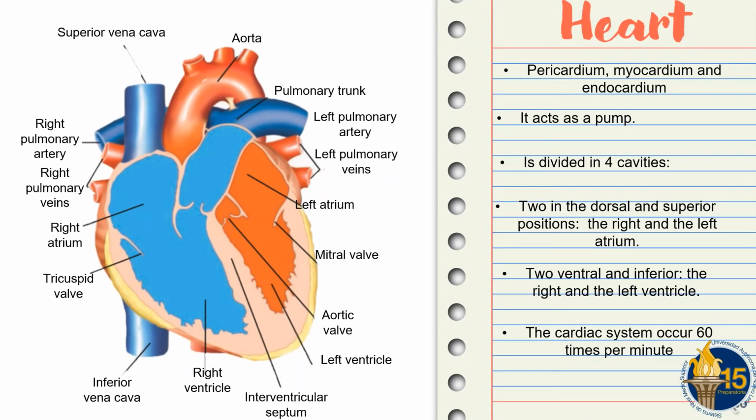To start with the structure, we are going to talk about the heart first. The heart is a hollow muscular organ. It's inside the thorax. The space it occupies is called the middle mediastinum. It consists of 3 layers: pericardium, myocardium, and endocardium. Its function is to act like a pump that attracts and expels blood to all body tissues through the blood vessels. It is divided in 4 cavities, 2 in the superior known as right and left atriums, and 2 inferior known as right and left ventricles.